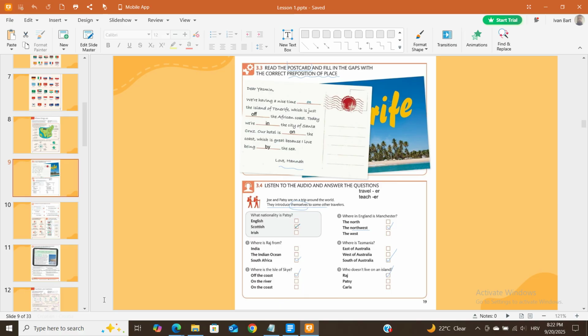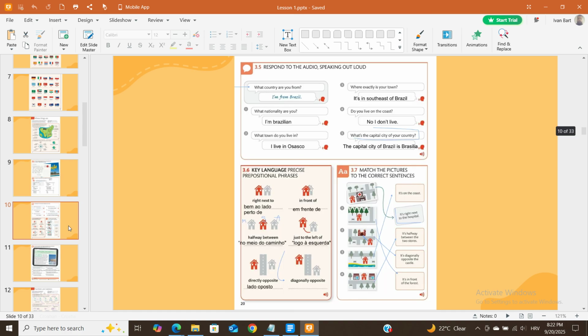Where in England is Manchester? The north, the northwest, the west. Where is Tasmania? East of Australia, west of Australia, south of Australia. Who doesn't live on an island? Raj, Patsy, Carla.